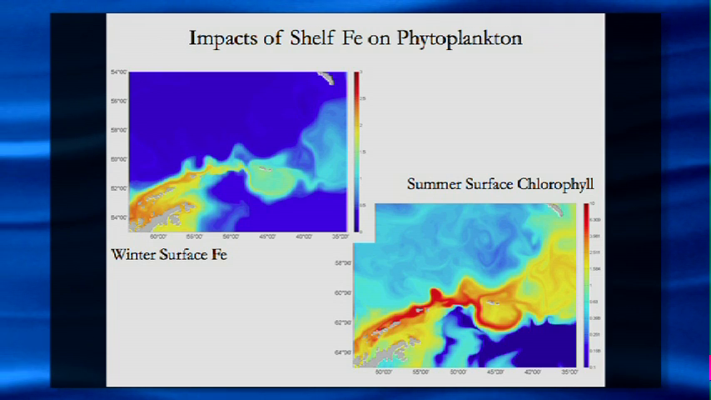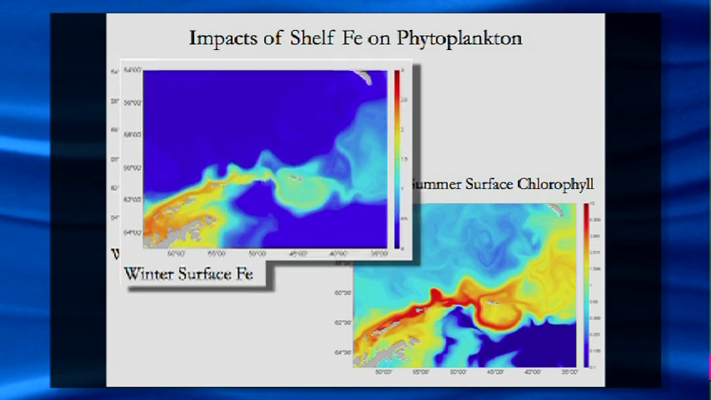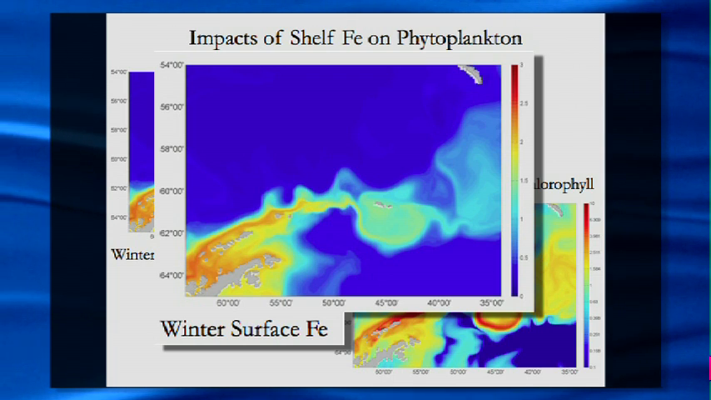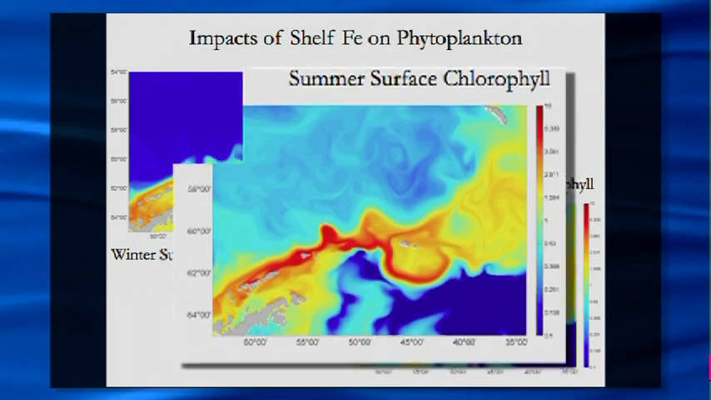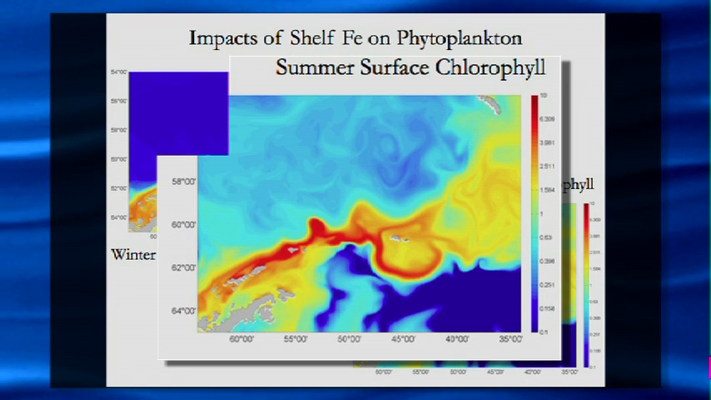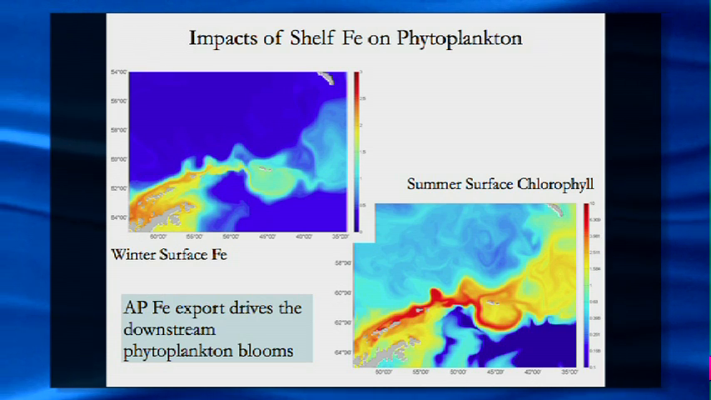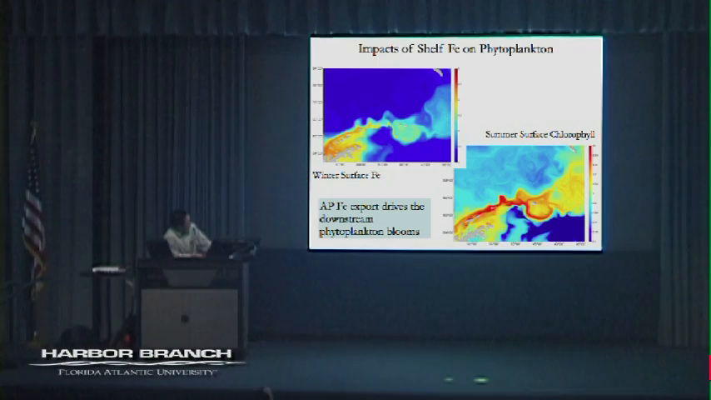And in the model, you can also run the model to tell how important this is to the phytoplankton bloom. So this is one of the maps for the winter surface iron. You can see high iron in this area, they get transported, and then they get diffused. But if you come to the summer, you can see a lot of bloom in this area, and they're all connected to this Antarctic Peninsula. So that means iron from the shelf sediment, in fact, has a strong impact on the phytoplankton bloom in this area. Of course, we can go into a lot more detail trying to estimate this contribution.